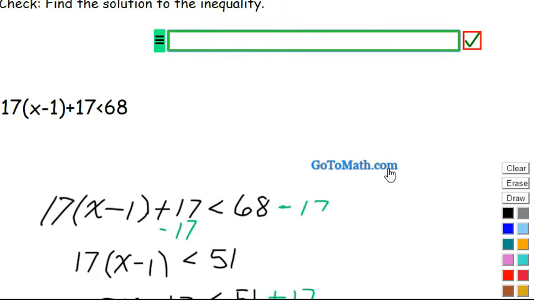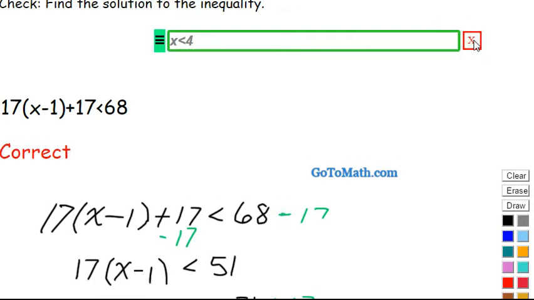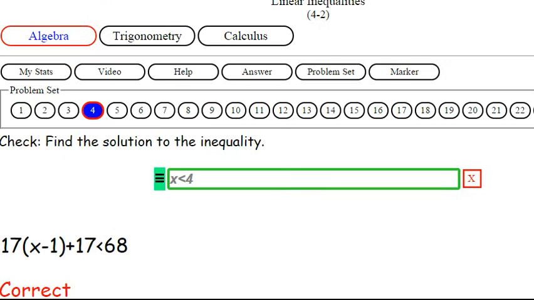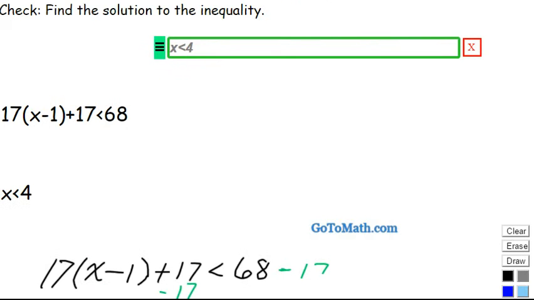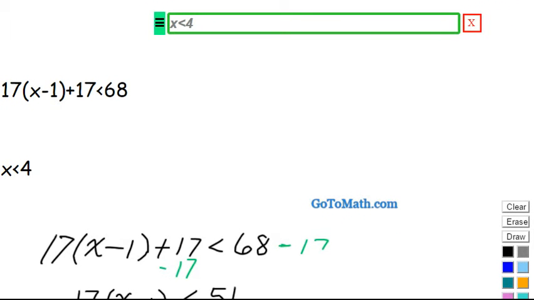Let's go up here and check that out. It looks to me like I needed to change what it said in that box. Can't believe I haven't done that. Alright, let's check that up there. X is less than 4. Alright, it all looks good. And we know what that means.